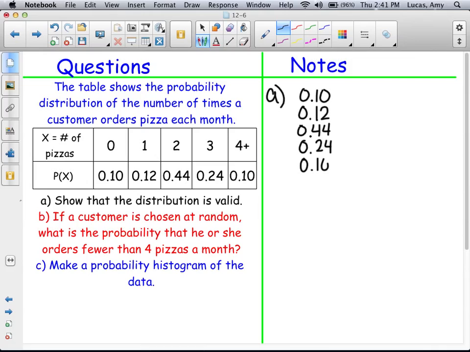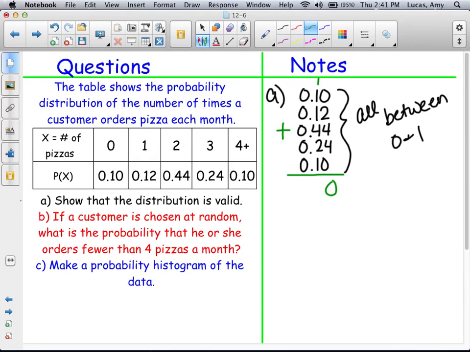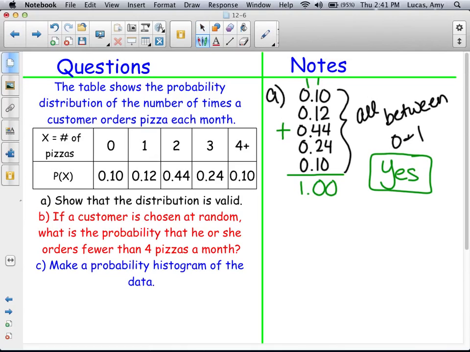So, if we look at all of these, are they between 0 and 1? Yes. So they're all good values, all between 0 and 1, inclusive. Then we need to check for the second part to see if they add up to 1. So if I add these, I get 1, 1.0. So, yes, this is a valid probability distribution. It meets both requirements.